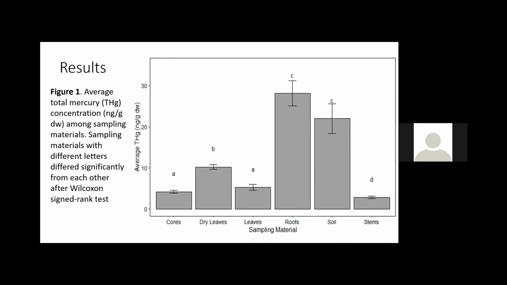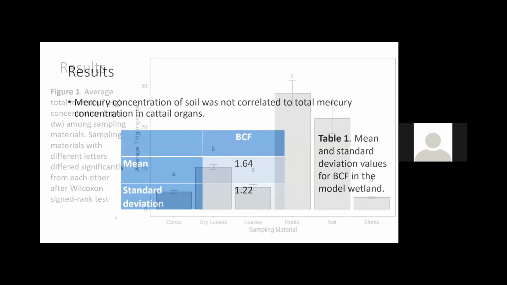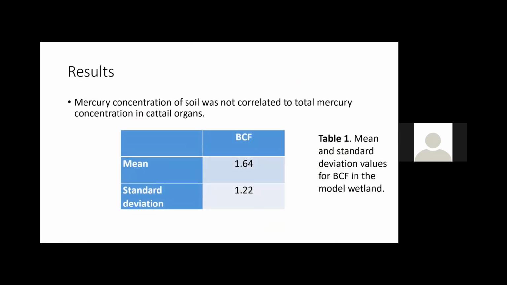In the graph, we can see the average mercury concentrations of different sampling materials. Roots had the highest mercury concentration, while stems had the lowest. We can see that there is no significant difference in mercury concentration of roots and soil. No significant correlations between mercury concentration of soil and mercury concentration in cattail organs were found. The average BCF was 1.64.